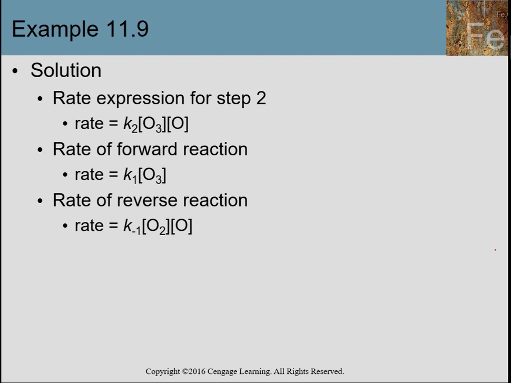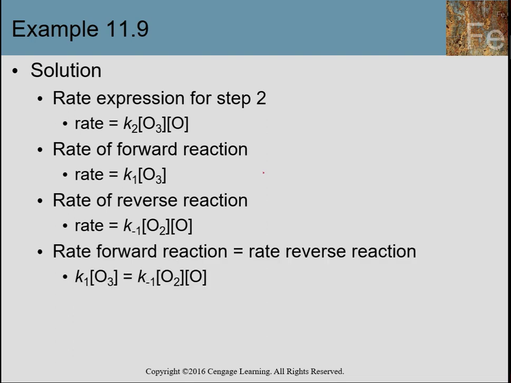Now, we know that the forward reaction has the same rate as the reverse reaction. We're going to talk a lot more about that in the next unit, but the forward reaction goes at the same speed as the reverse reaction. So what we're going to do is put those two together. K1 times O3 equals K negative 1 times O2 times O. So we're going to combine them together. See what we did there? We basically made the rate of the forward equal to the rate of the reverse. So we're going to make them the same.